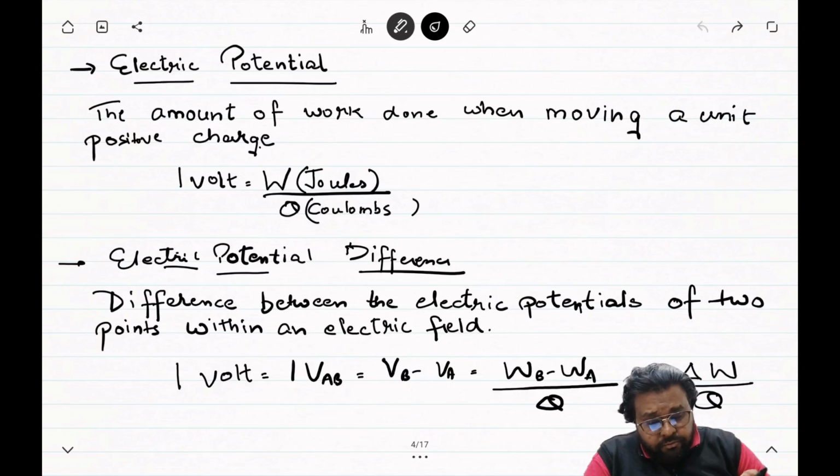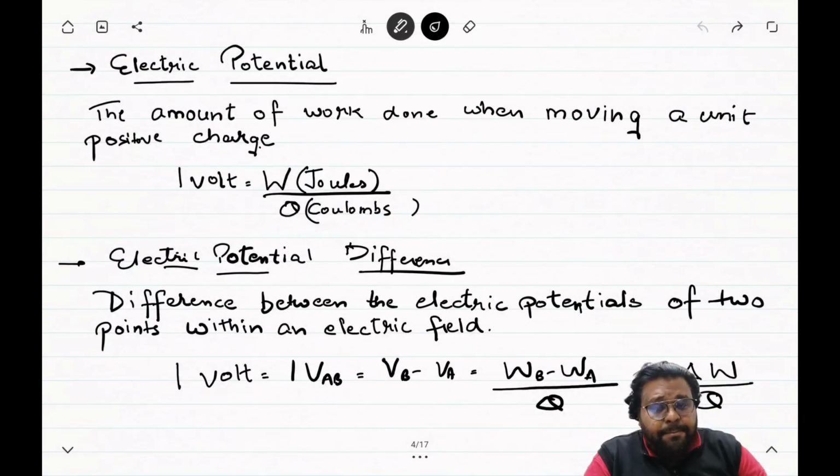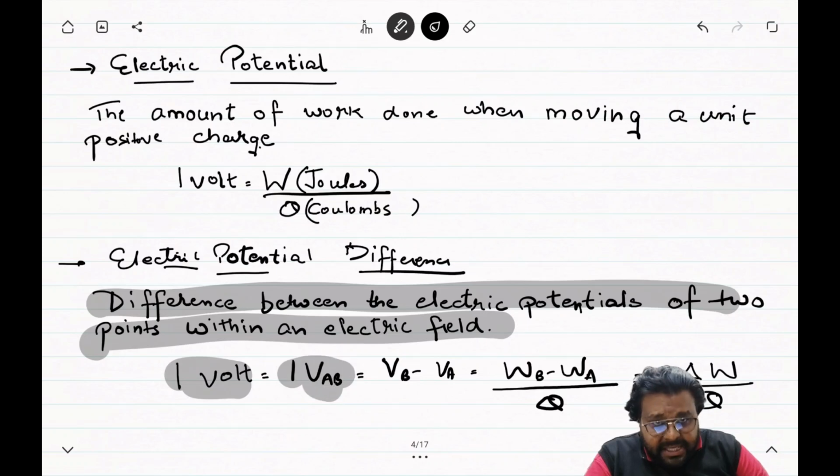Now, whenever two different potentials or two different points are counted, we take the potential difference. The difference between the electric potentials of two points within an electric field on a conductor gives me the potential difference. The SI unit is again the volt only. It's VAB, that means the potential difference between A and B.